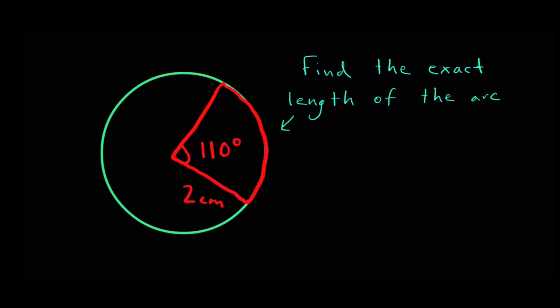Alright, let's just do a few more examples. So here we have an arc created by a sector with an angle of 110 degrees and a radius of 2 centimeters. So see if you can find the exact length of the arc.